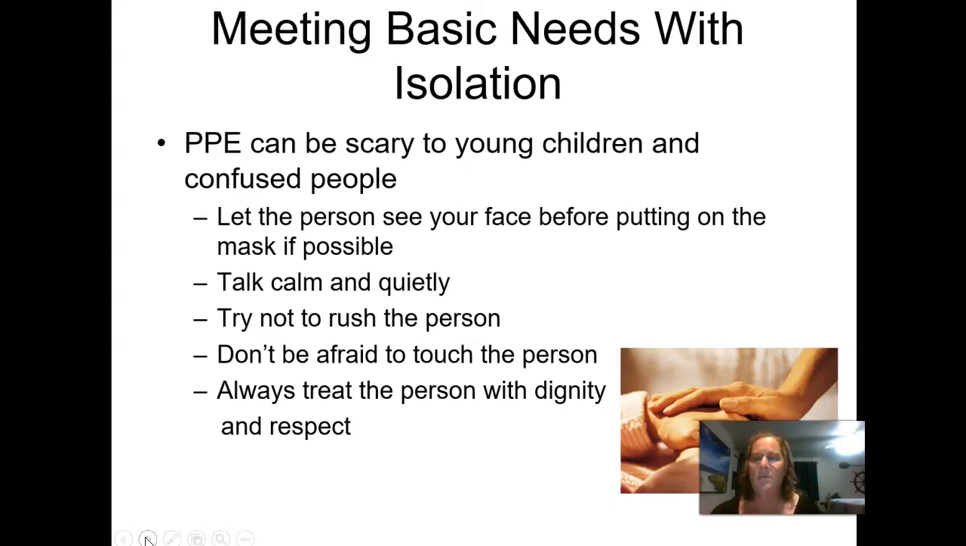Try to talk to them calmly and quietly. Try not to rush the person. And don't be afraid to make human contact with a person. Just because they're on isolation, don't be afraid to go in that room. Just take the proper precautions.